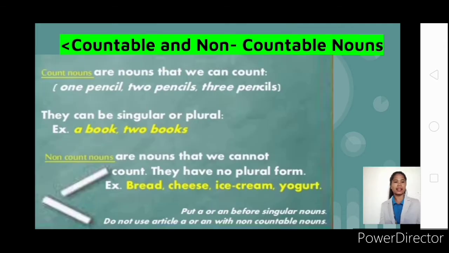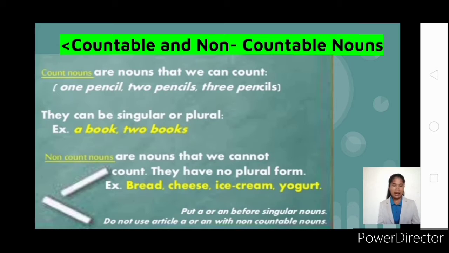Next, we have countable and non-countable nouns. Count nouns, or countable nouns, are nouns that we can count. So, these countable nouns are individual people, animals, places, things, or ideas which can be counted. For example, 1 pencil, 2 pencils, 3 pencils. And they can be singular or plural. Example, a book, 2 books, 3 books, and many more, but are countable, yung mabilang natin.